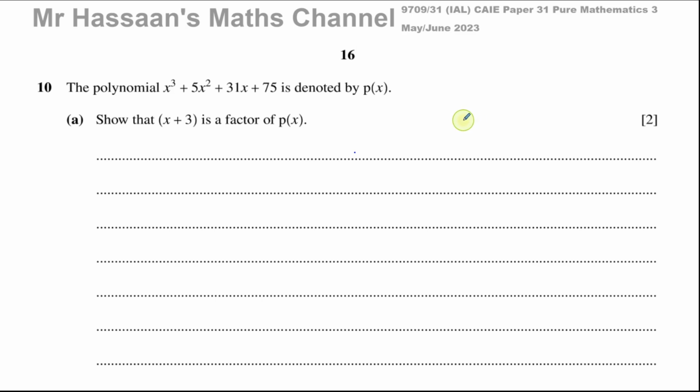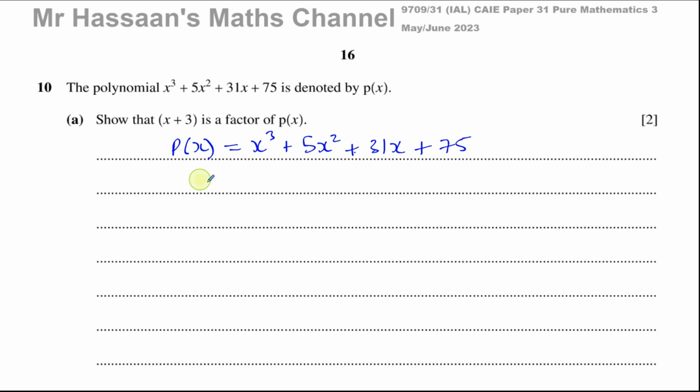I'm now answering question number 10 from the May-June 2023 Pure Mathematics Paper 3 from Cambridge 9709. This is Paper 3 Variant 1. And this question, part A, is to do with the factor theorem, basically. It says the polynomial x cubed plus 5x squared plus 31x plus 75 is denoted by p of x. So basically they're saying p of x is equal to x cubed plus 5x squared plus 31x plus 75.